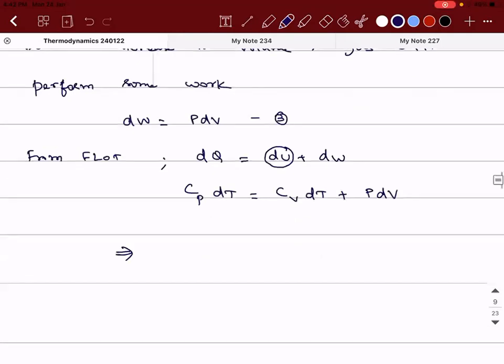From this, we will rearrange the equation in such a way that (Cp minus Cv) dT is equal to PdV. Let me call this equation number 4.